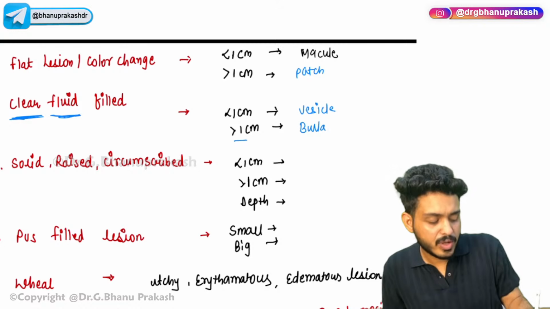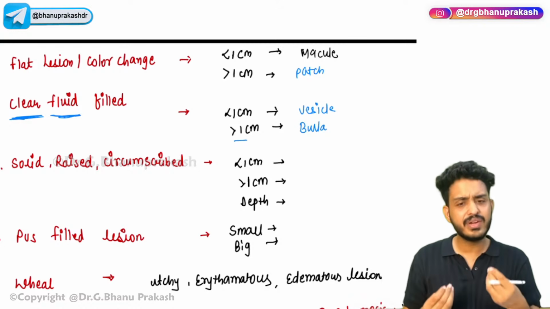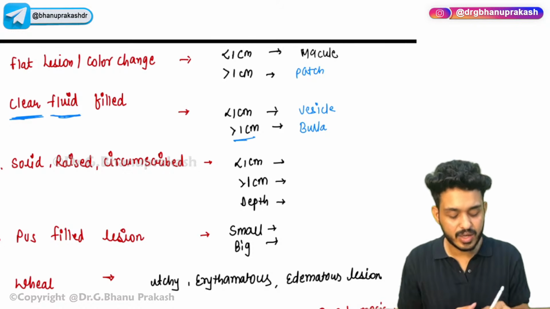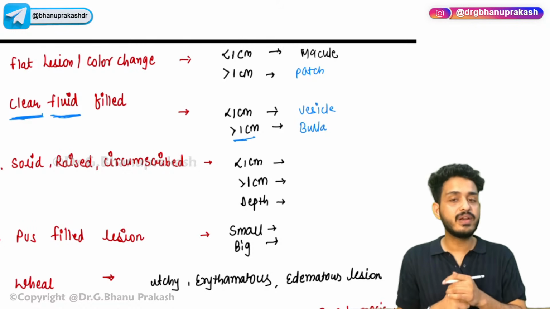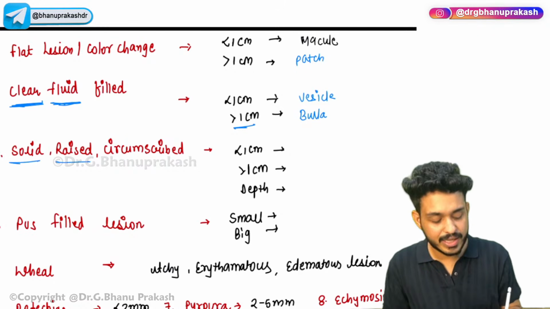You will be studying about bullous pemphigoid. There are bullous atrophy, bullous things. Whenever you talk about bulla, what does it mean? Sir, it is a clear fluid filled lesion which is more than 1 centimeter. Simple. Okay, next we are having solid lesions.